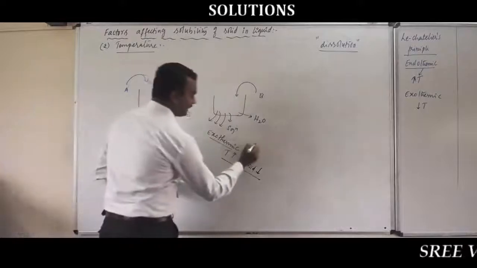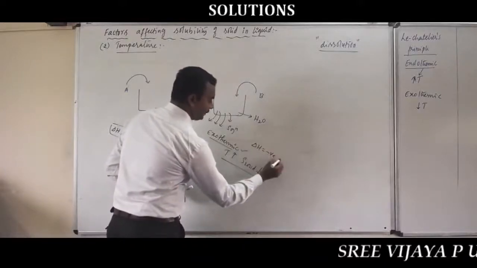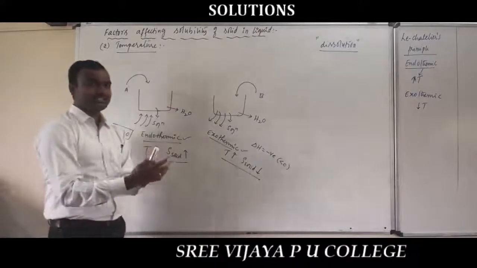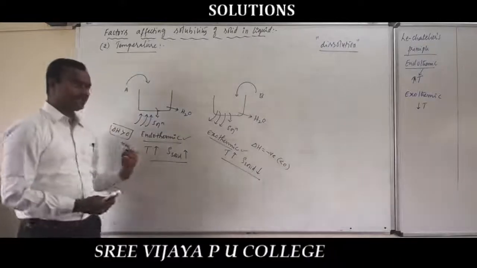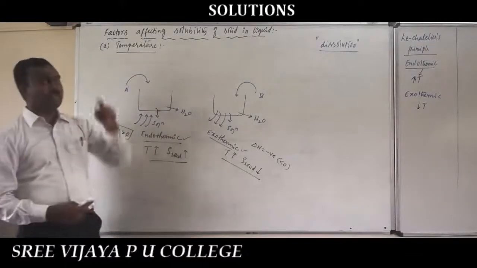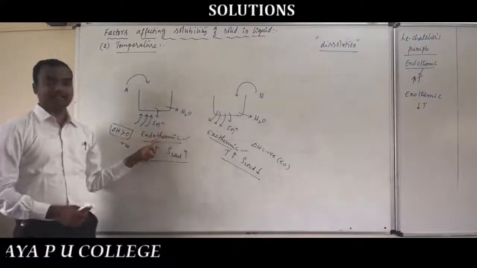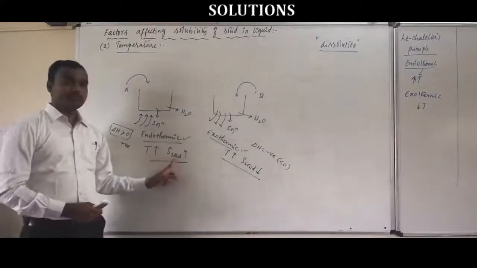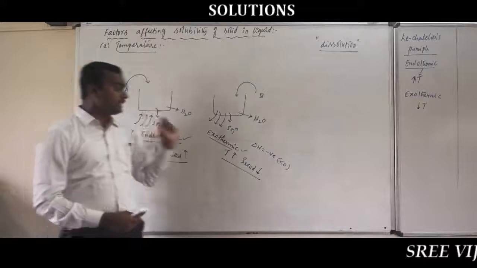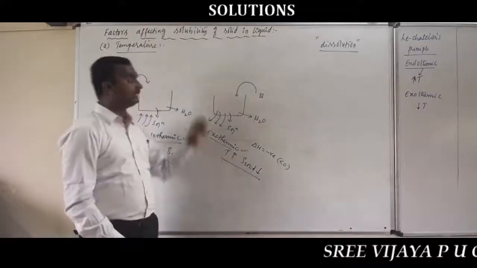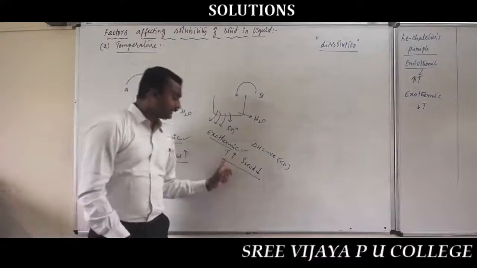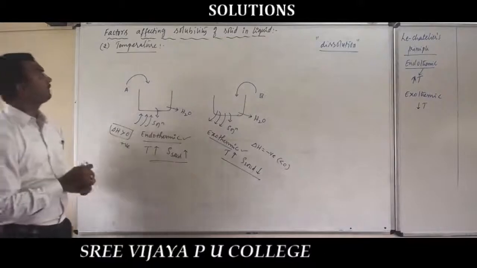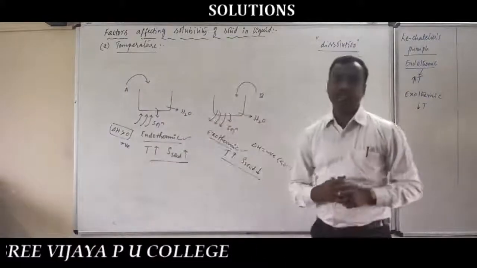For exothermic, delta H is negative, that is less than 0. The change in enthalpy is a negative value. Negative indicates that heat is liberated, and positive indicates that heat is absorbed. I will repeat once again. If the dissolution is endothermic, in the case of solubility of a solid in a liquid, the temperature and solubility are directly proportional to each other. If the dissolution is exothermic, the temperature and solubility of the solid are inversely proportional. So that is the effect of temperature on the solubility of a solid in a liquid.